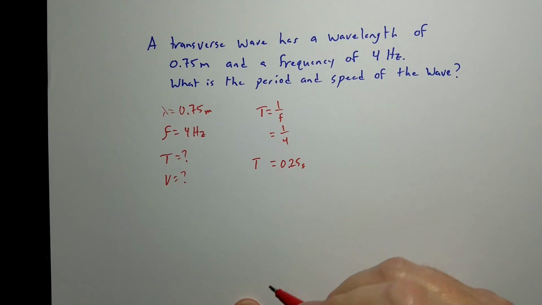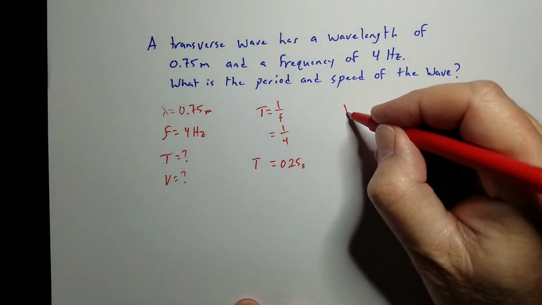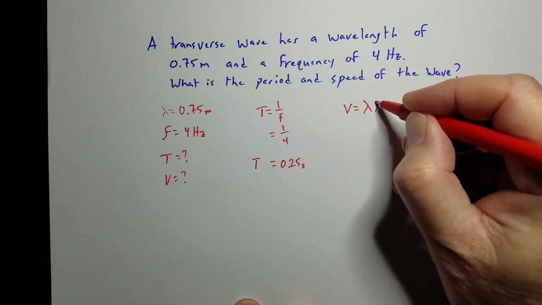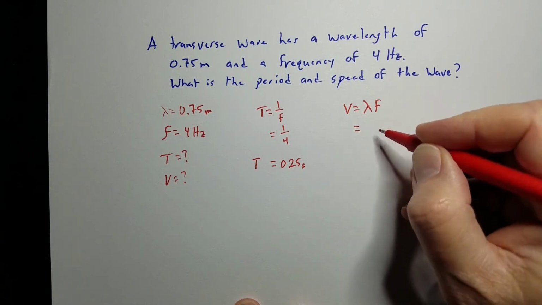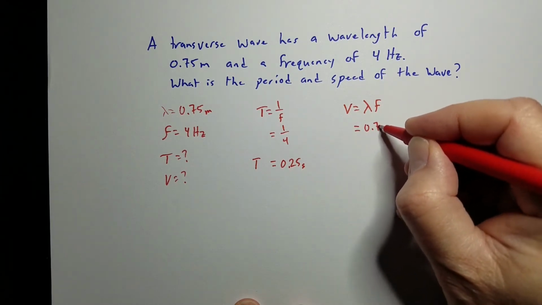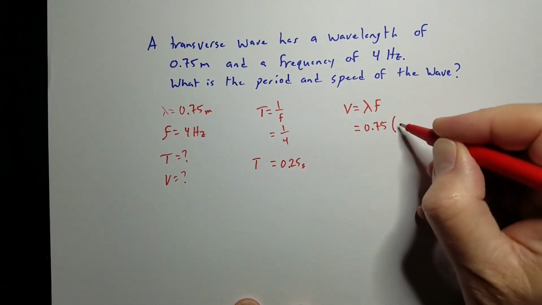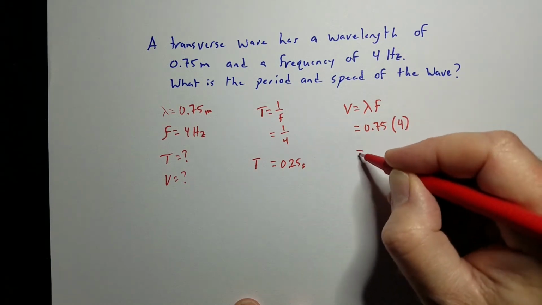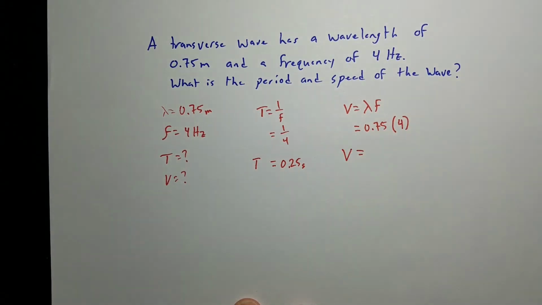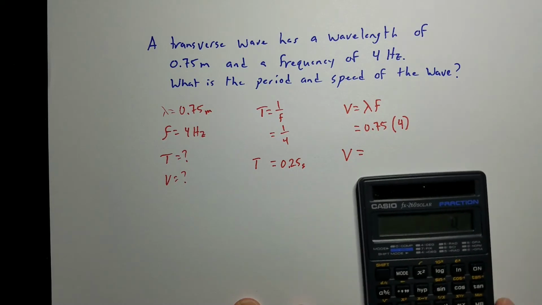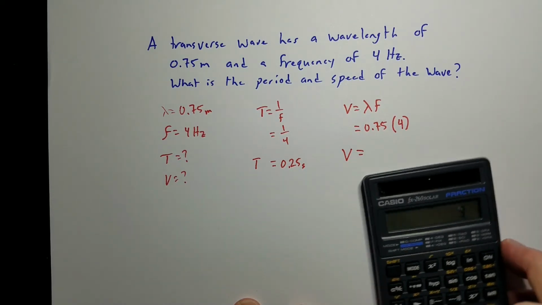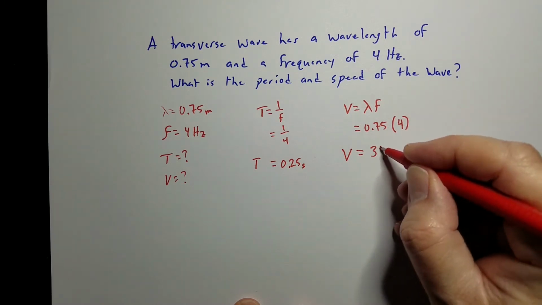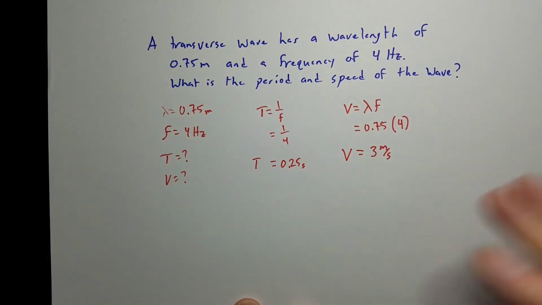No problem there. Now for wave speed, velocity equals wavelength times frequency. Wavelength is 0.75. Frequency is 4. And so my velocity should be 3. So it's moving at 3 meters per second. And that's it. That's all you have to do for that one. Let's change things up so we have to solve for something else.